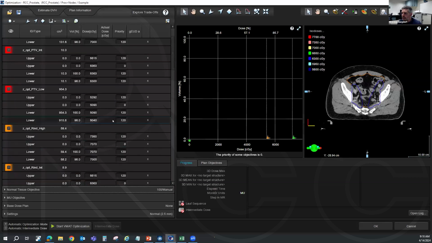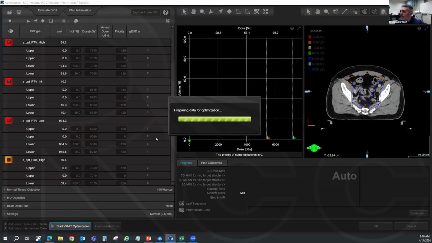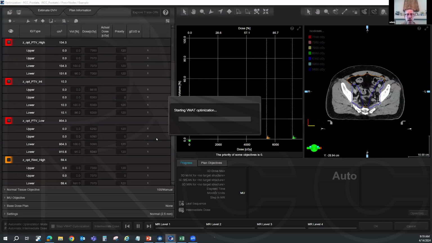And now if I get this started, we can start to show you some of the technique that we use during optimization to achieve the best plan. And just to reiterate, all those objectives that Brennan has listed, those are also automatically input into the Excel sheet for you.